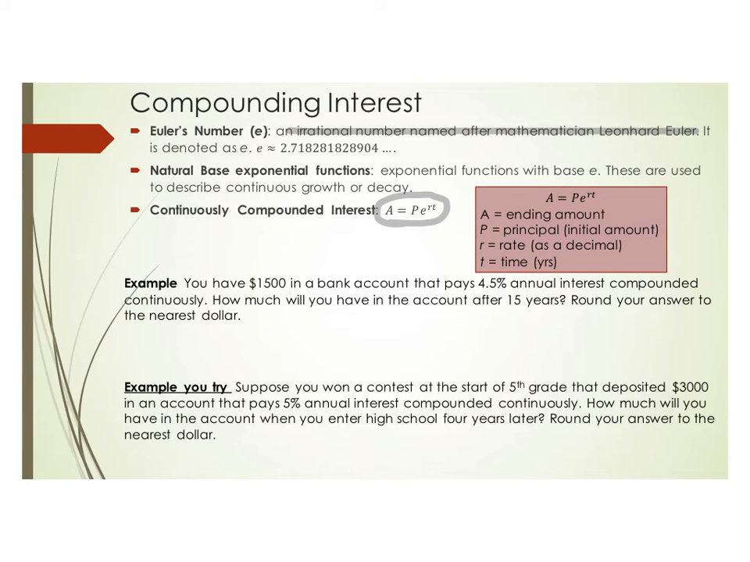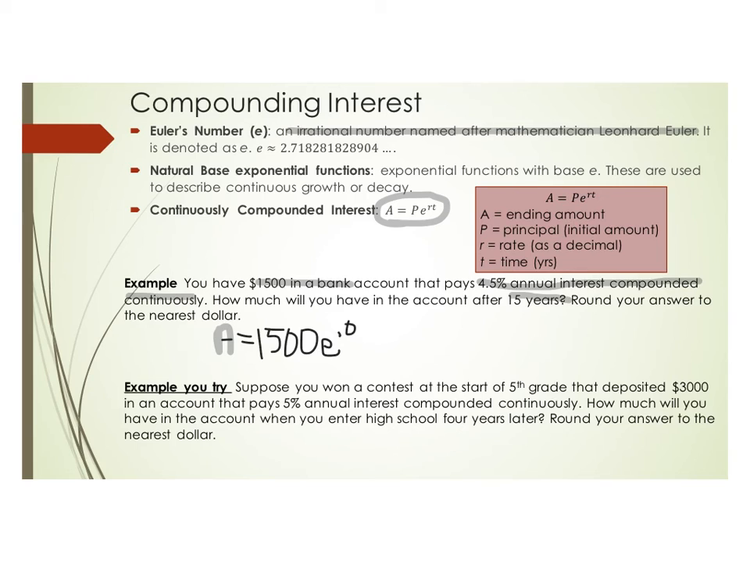So in our next example, you have $1,500 in the bank. That pays 4.5% annual interest compounded continuously. How much will you have in the account after 15 years? And you're going to round to the nearest dollar. So we have A equals our starting amount, the 1,500. Because it says compounded continuously, we're going to use A equals P times e to the rt power.